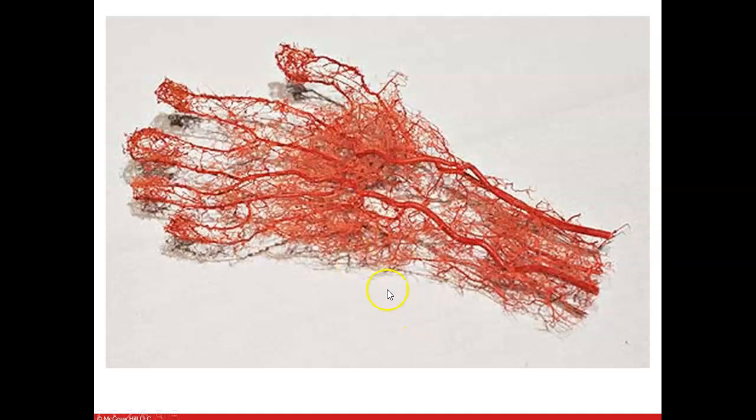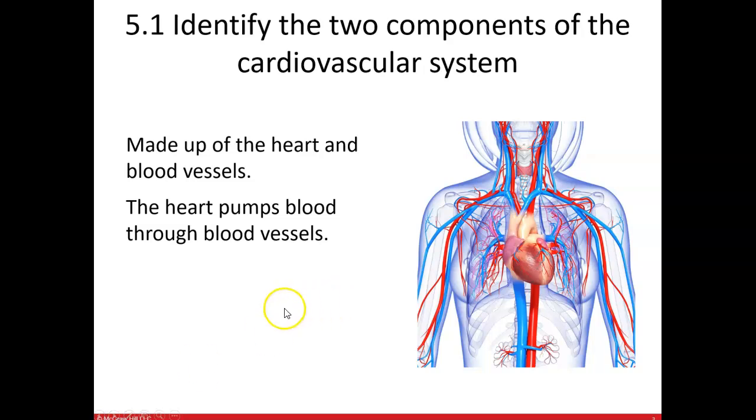And I think this illustrates very well how important the cardiovascular system is, that it needs to reach every single cell of the body. And you can tell, even without any other tissues, the shape of the hand just from the blood vessels. So our first learning outcome is to identify the two components of the cardiovascular system.